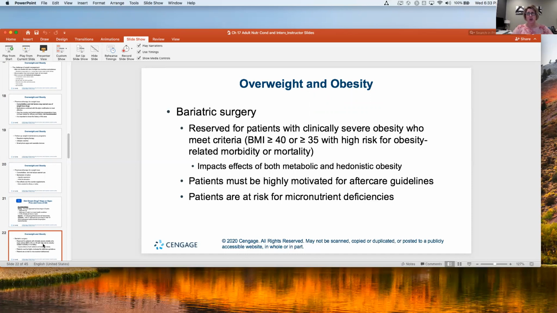How are they going to meet all of their nutrient needs? So I want you guys to be aware of what are some of the needs that they are going to have if they have the gastric bypass. And then, is the gastric bypass for everybody?